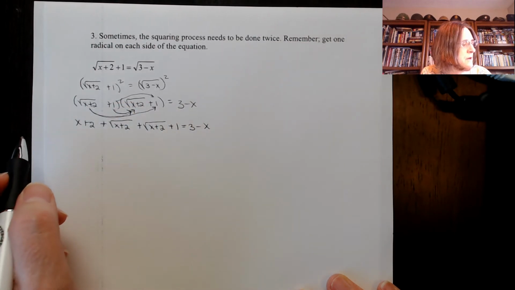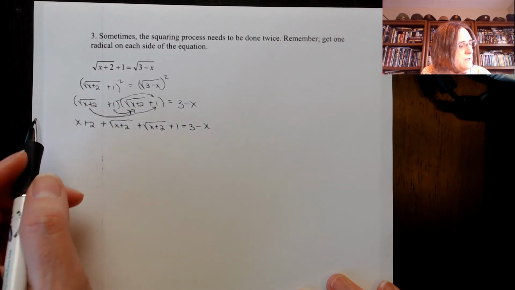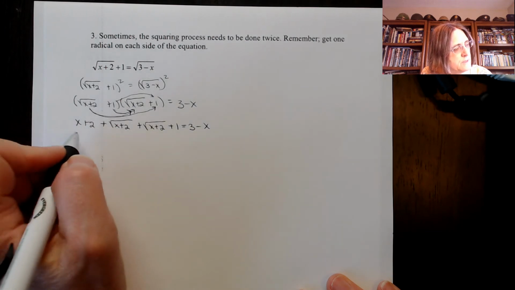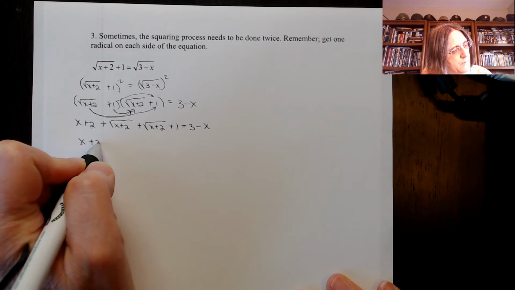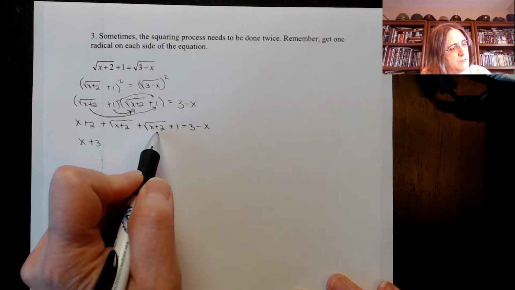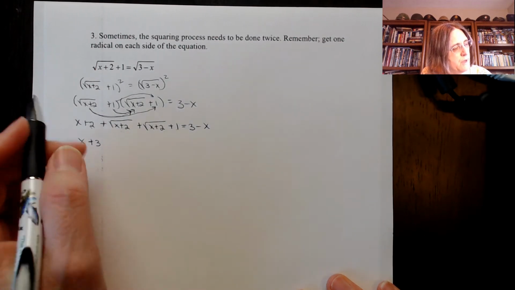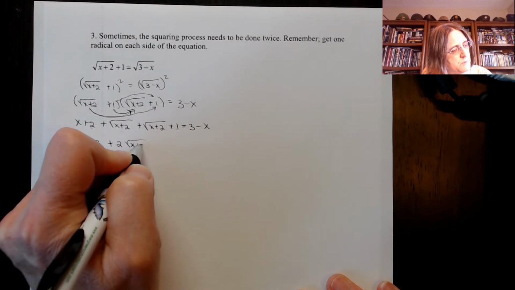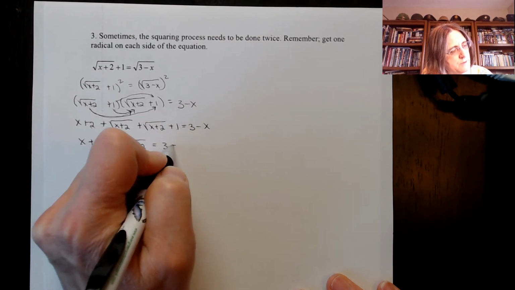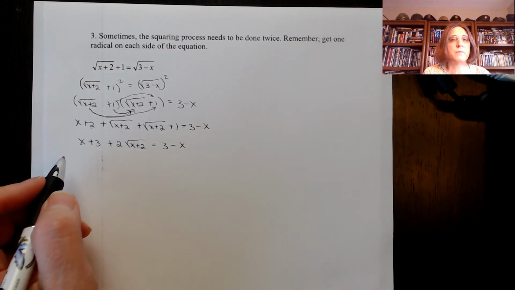On our left side, we have some like terms we can add together. The x is on its own, but 2 plus 1 is 3. And our two roots are like roots. There's 2 of them, so adding them together, we get 2 times the square root of x plus 2, and that equals 3 minus x.